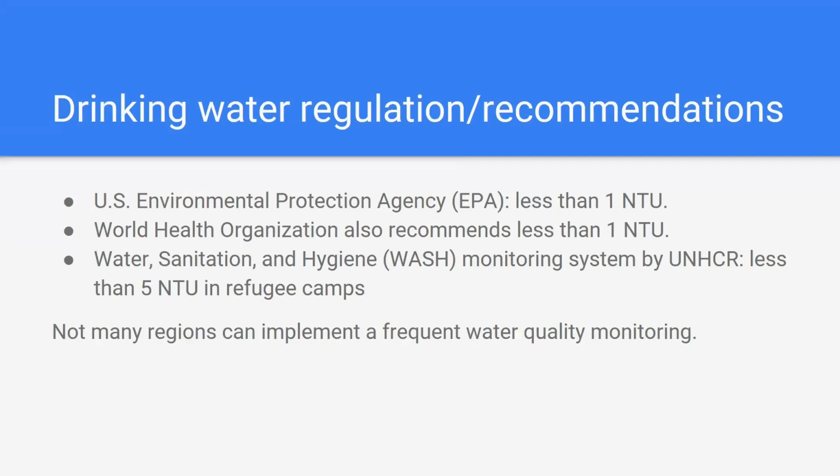So turbidity is used in several drinking water regulations or recommendations. US Environmental Protection Agency requires drinking water to be less than 1 NTU. World Health Organization also recommends less than 1 NTU for drinking water. Water sanitation and hygiene monitoring system by UNHCR recommends less than 5 NTUs in refugee camps. However, not many regions can implement frequent water quality monitoring, and it is almost impossible to distinguish using human eyes if the turbidity is in the lower range.